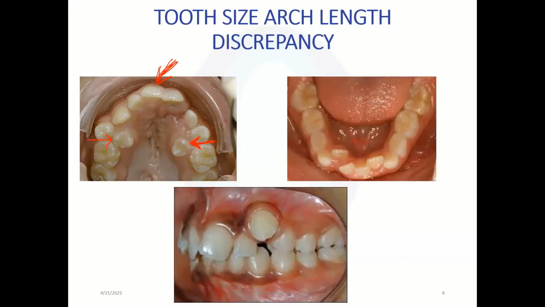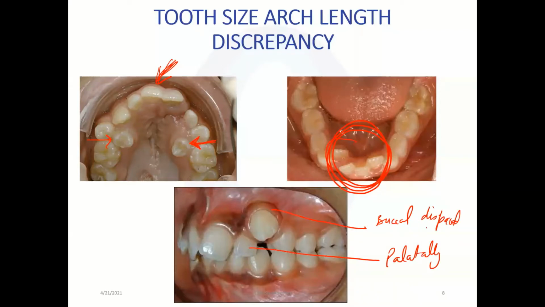Next, there is crowding in the lower incisors. When there is so much crowding in the lower incisors, you can expect a tooth size arch length discrepancy. In the maxilla, when the canine is buccally placed or the lateral incisor is palatally displaced, in both cases there is a tooth size arch length discrepancy.